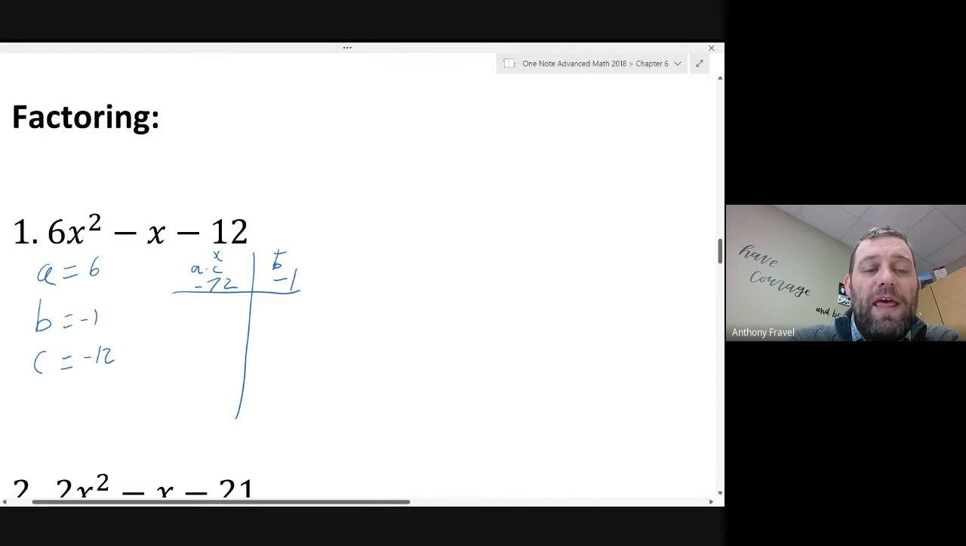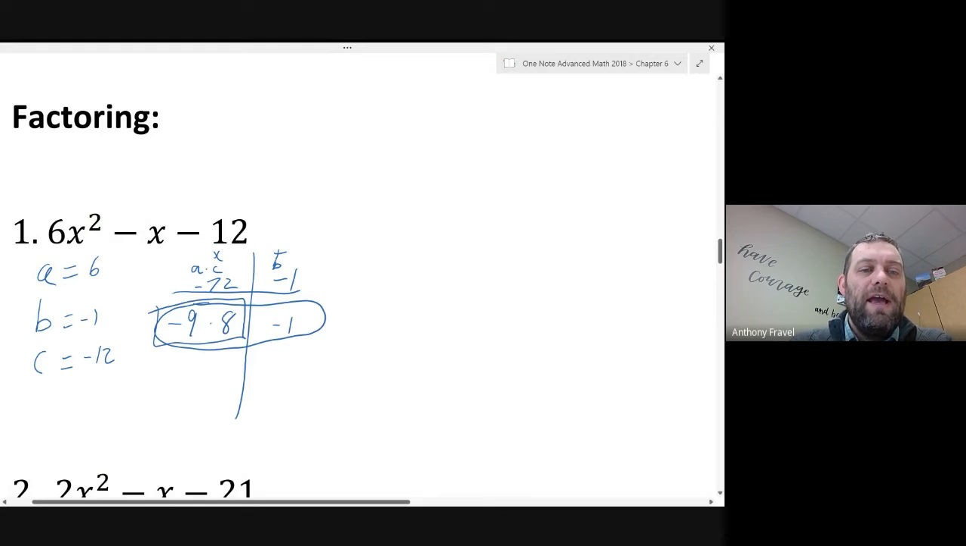Because they are both negative, that means for the multiplication, one will be a positive number, one will be a negative number. And then for the addition part, I just need to make sure that my negative number is bigger than my positive one. All right, so I can look through my different numbers. I'm just going to start off. I've got negative 9 times 8. Okay, multiplied together, those do equal negative 72. Added together, they equal negative 1. Perfect. These are the numbers I'm going to work with, that negative 9 and 8.